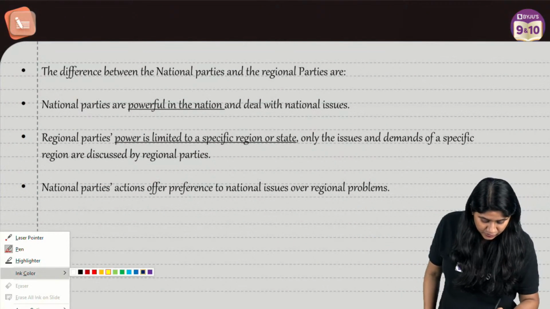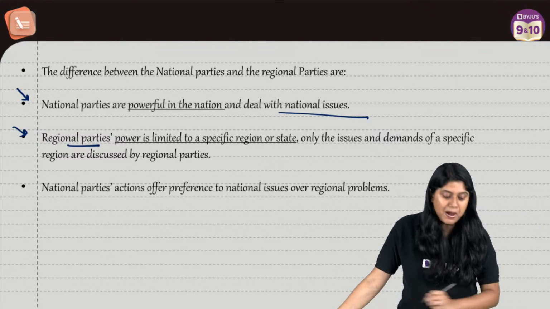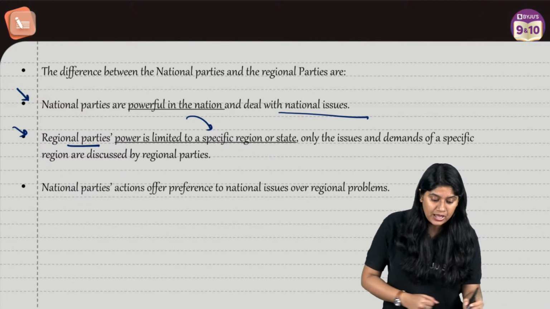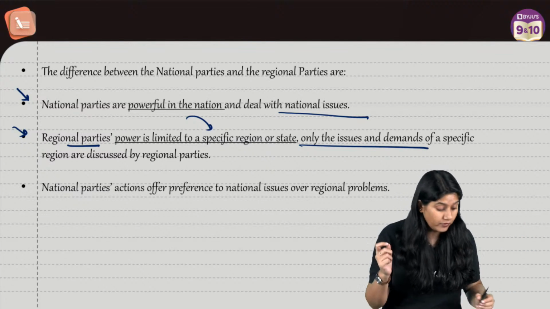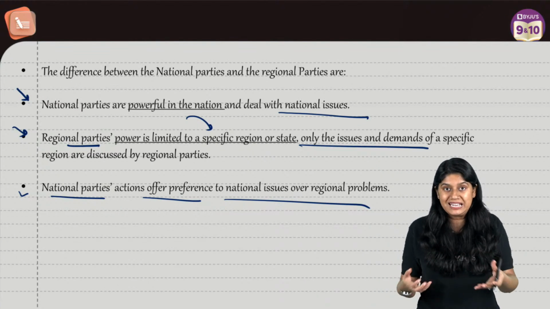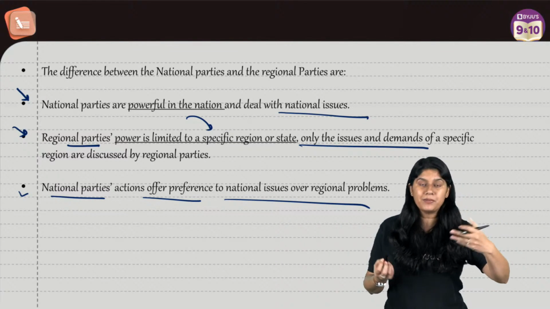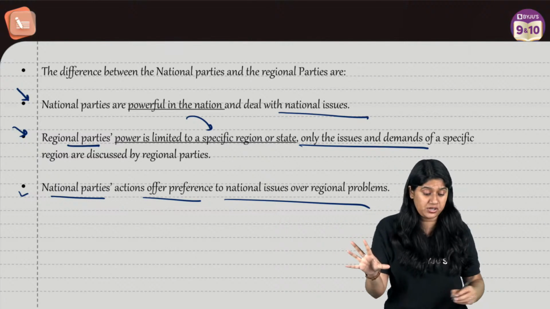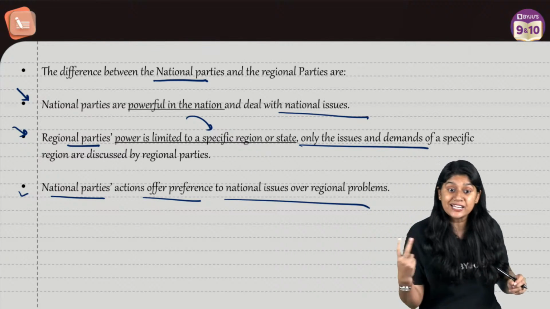So here, everyone, you can take a look. National parties are powerful in the nation and deal with the national issues. Regional parties' power is limited to a specific region or to the state, and only the issues or demands of a specific region can be discussed by the regional party, right? On the other side, national parties often prefer national issues over regional problems. So definitely, if it comes to a national issue or a regional issue, the government and the judiciary will be favoring the national issues more. So that's the first part of the question, where we have to differentiate between the national party and the regional party.